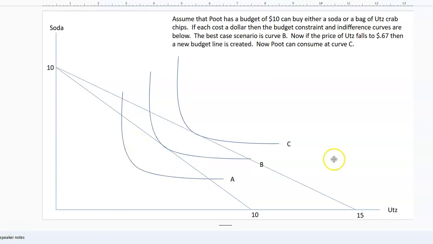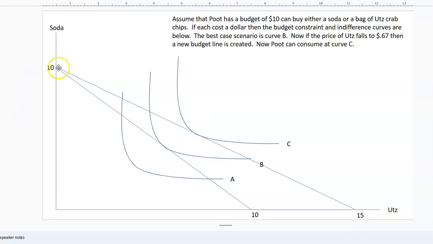So let's take a look, and let's say that the price of potato chips falls to 67 cents a bag. What happens? Well, first, what could cause the price of potato chips to fall? Maybe there is a ridiculously good harvest of potatoes, meaning that the cost of inputs for producers has dropped, so they can produce more at a cheaper price. When that happens, now instead of being constrained at 10 bags of potato chips, Poot could get 15.